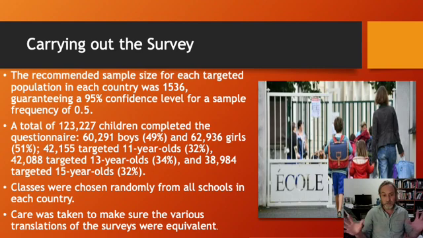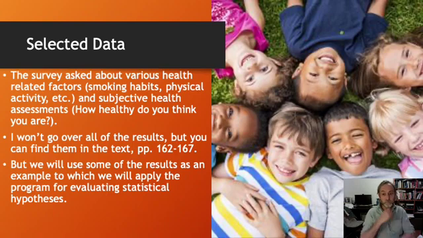They really tried to make sure that, for example, they had to use different translations of the surveys in different countries, but they tried to make sure that they were all equivalent, right? Again, they tried to choose randomly from all the various schools. Okay, so in the survey they asked about various health-related factors, say smoking habits, physical activity, do you play sports, and so on. And then subjective health assessments, so how healthy do you think you are, right?